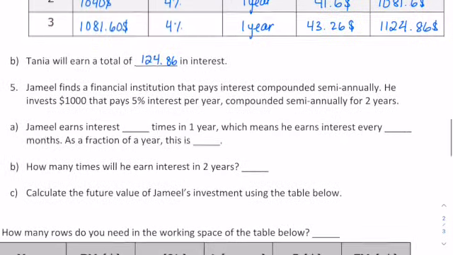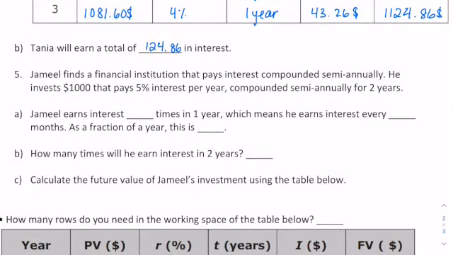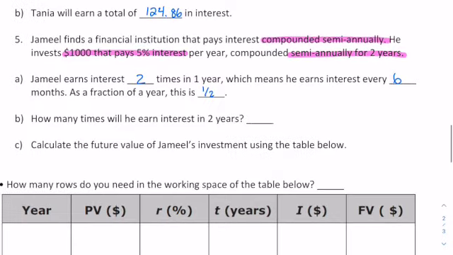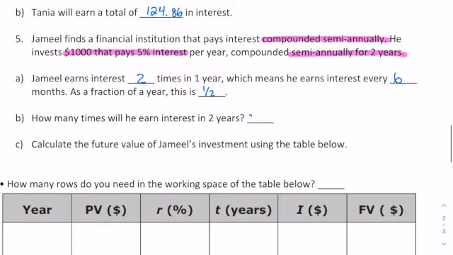Number 5, Jamil finds a financial institution that pays interest compounded semi-annually. He invests $1,000 that pays 5% per year, compounded semi-annually for 2 years. He earns interest how many times in 1 year? 2 times, which means every 6 months. As a fraction, this is 1/2. Finally, how many times will he earn interest in 2 years? 2 times a year times 2 years is 4 times.